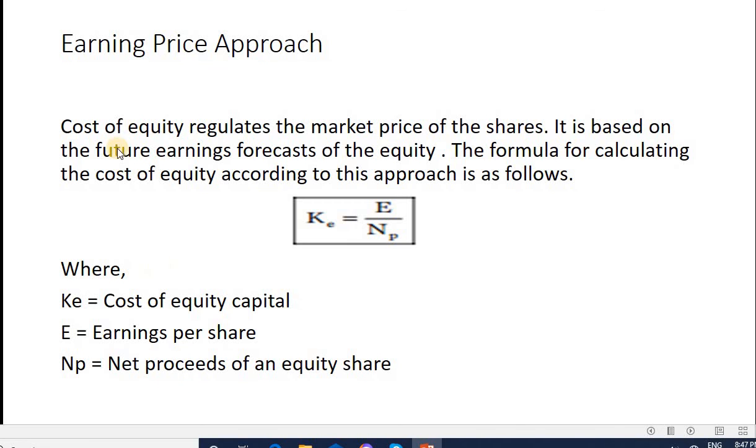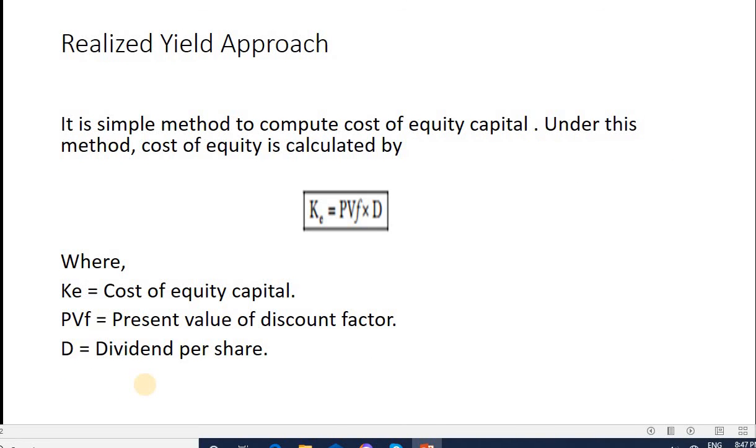Under the earning price approach, cost of equity regulates the market price of the share. It is based on the future earnings. Here we are considering the earnings forecast of the equity. The formula for calculating the cost of equity in this approach is K = E/NP, where K is cost of equity capital, E is earning per share and NP is net proceeds of an equity share.